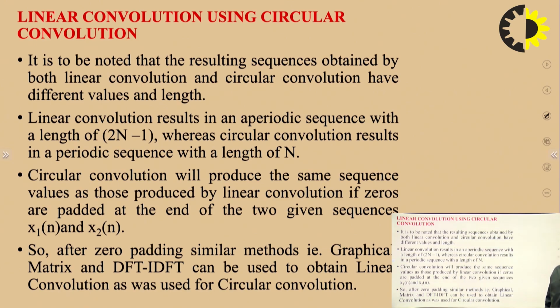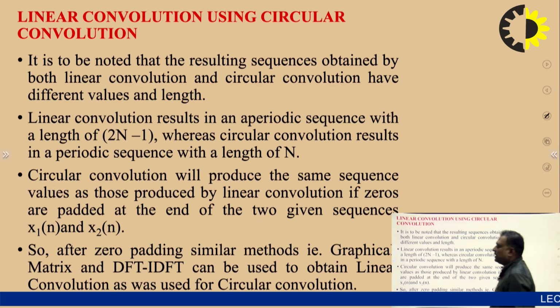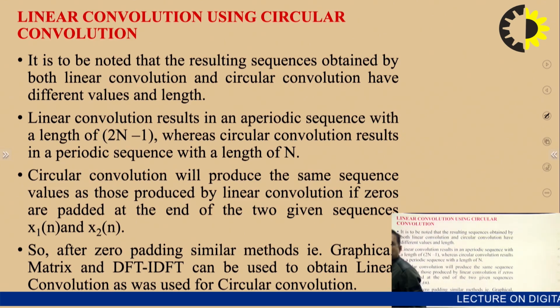Circular convolution will produce the same sequence values as linear convolution if zeros are padded at the end of the two given sequences x1(n) and x2(n). After zero padding, similar methods, that is graphical, matrix, DFT and IDFT, can be used to obtain linear as well as circular convolution. So if we pad zeros in the sequences and calculate the circular convolution of the padded sequences, we will get the value of the linear convolution.